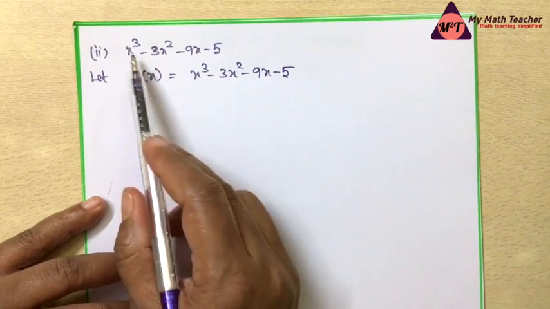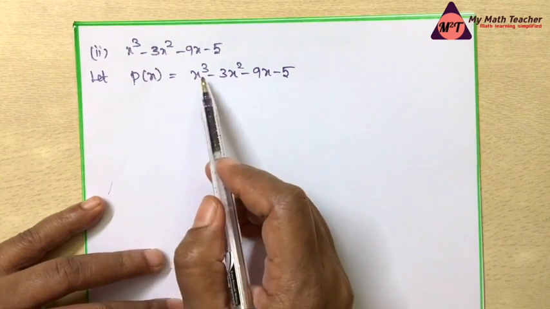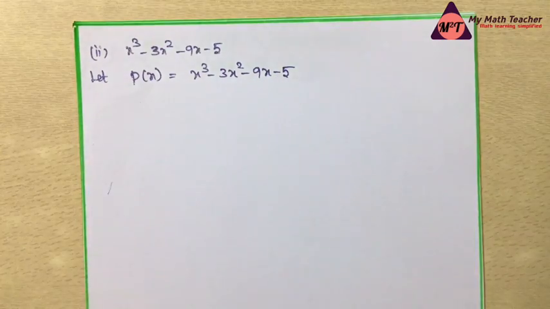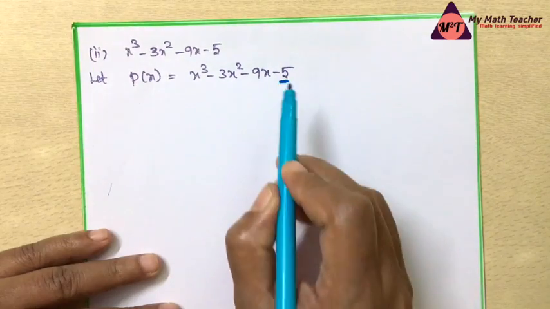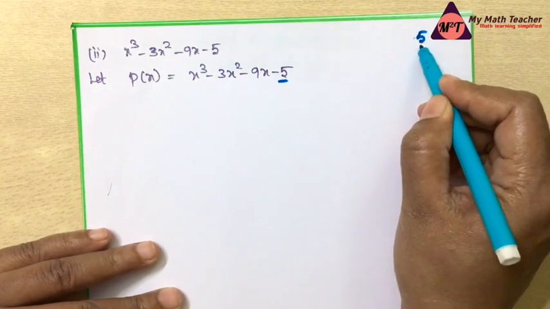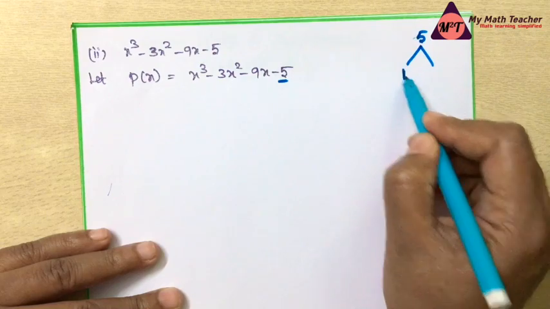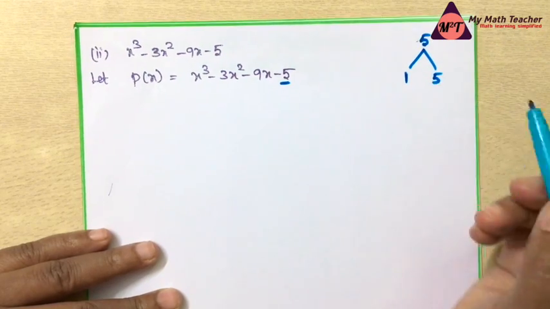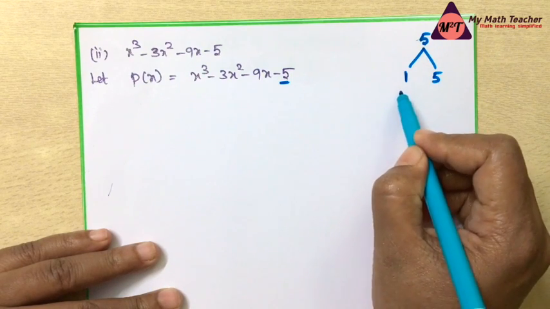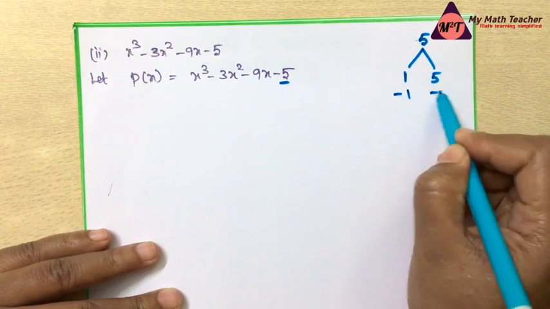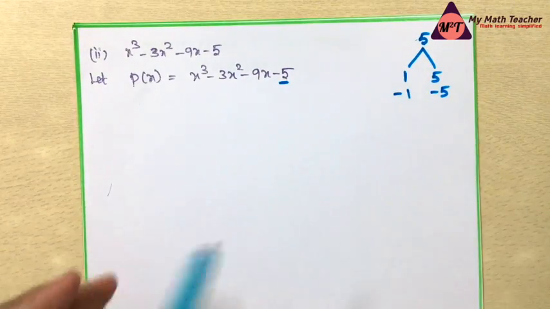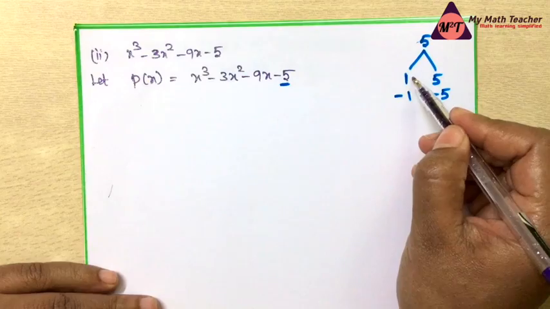Write the given polynomial as p of x is equal to x cube minus 3x square minus 9x minus 5. Now this is the number which is very important, and you will have your first factor here. That is, for 5, we'll be having two factors. That is, 1 and 5 are the only two factors. Okay. Now you have to write the negative of this number as well. It is minus 1, minus 5. You will be getting your first factor out of these 4 numbers. Let us start from the first one, which is 1.